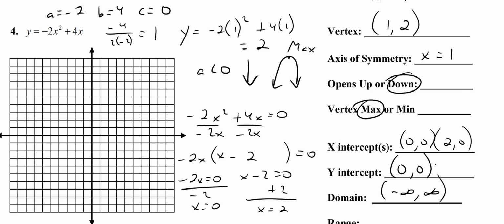The domain is negative infinity to positive infinity, always, always, always. Okay, and then the range, well, let's go ahead and graph it. Okay, so we have 1, 2, and (0, 0) and (2, 0). I think that's it, okay? So this is kind of what my graph looks like.